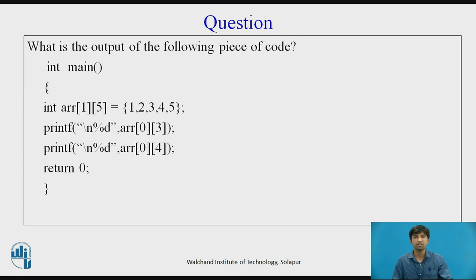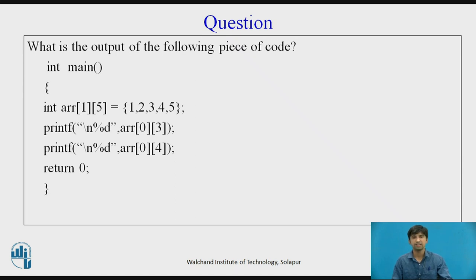Now, pause this video for a few seconds and try to write the answer to the following question. What is the output of the following piece of code? int main, int r[1][5] equal to initialized 1, 2, 3, 4, 5. Now printf of backslash n, percentage d, r[0][3], r[0][4], return 0. Okay, ending with the curly braces.